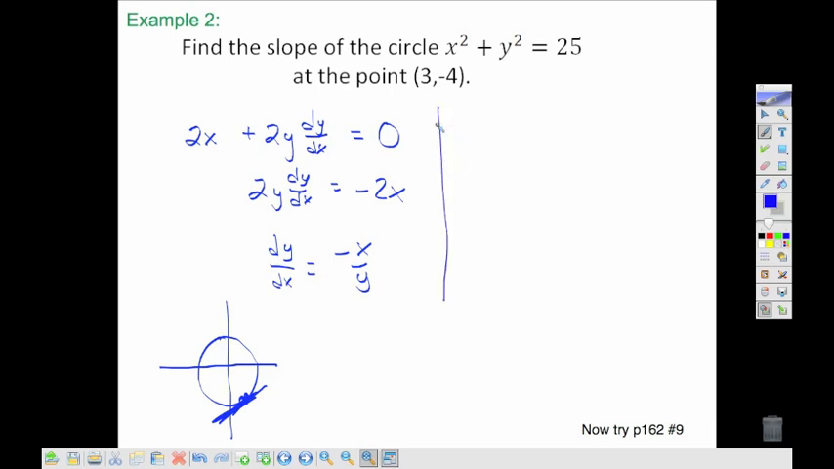and from that point I can find my derivative from this. So if I want my slope at the point (3, negative 4), I'm going to plug those points in here. x is 3, y is negative 4, and so my slope at that point is 3/4.